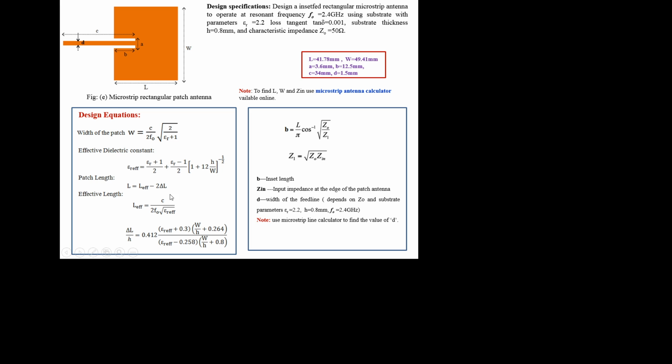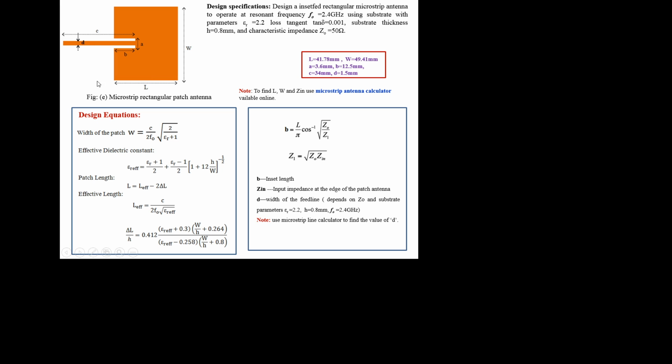That should be substituted here to get the overall length of the patch antenna. So this is the length of the patch antenna you will be getting. So that is W and L we should get to design the antenna. This length and width depend upon the resonant frequency, at what frequency we want to operate the antenna.